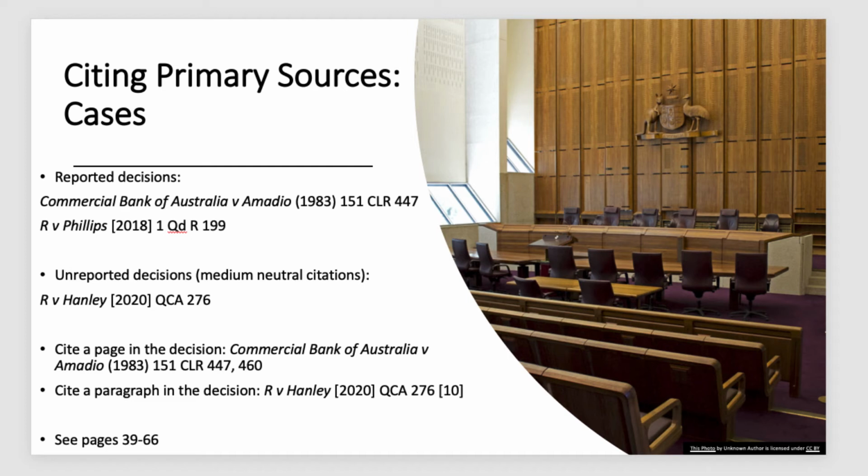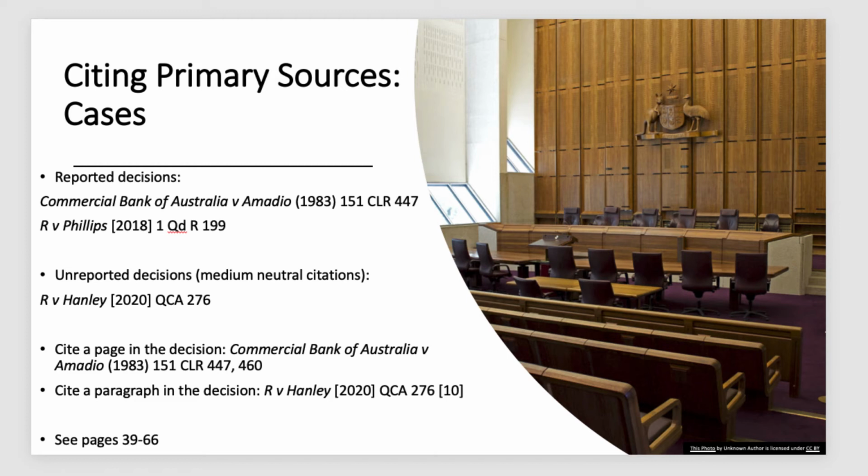If no page number is available, judgments generally have paragraph numbers, so you can use those instead. And you'll often find that unreported decisions don't have page numbers, they only have paragraph numbers. So paragraph numbers are indicated to the reader by placing the paragraph number within square brackets. And you can see that there in relation to Crown against Hanley. So you've got the full citation as before, no comma this time though, just the square brackets with 10 inside, which tells us that it's paragraph 10.